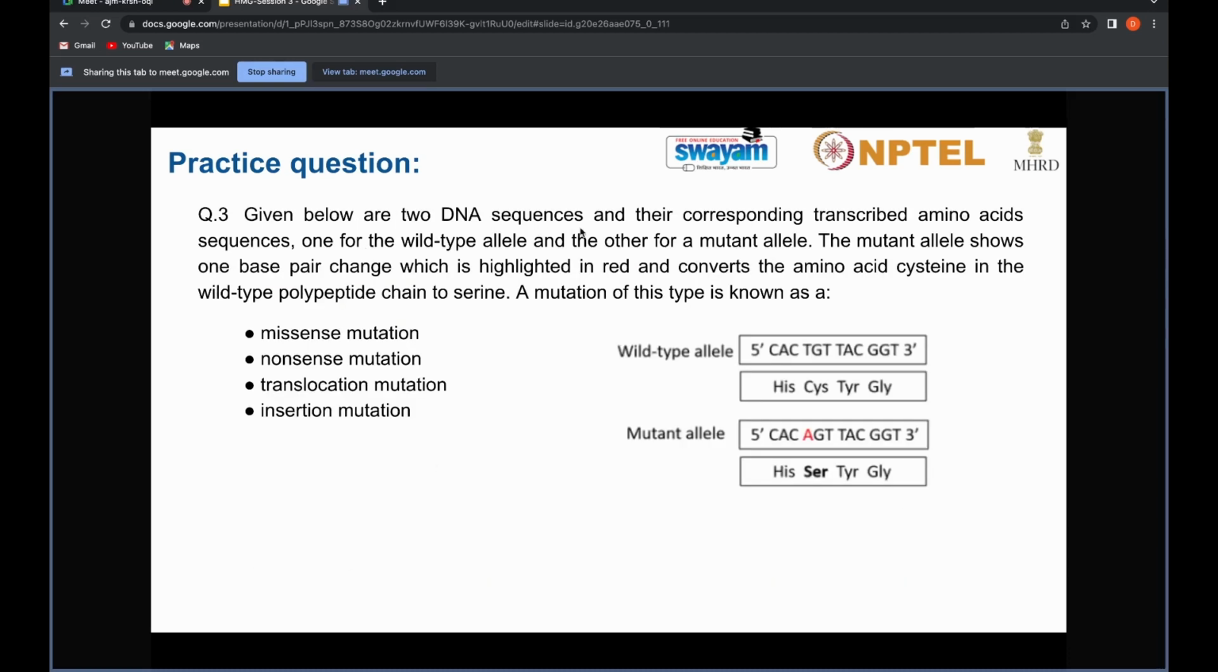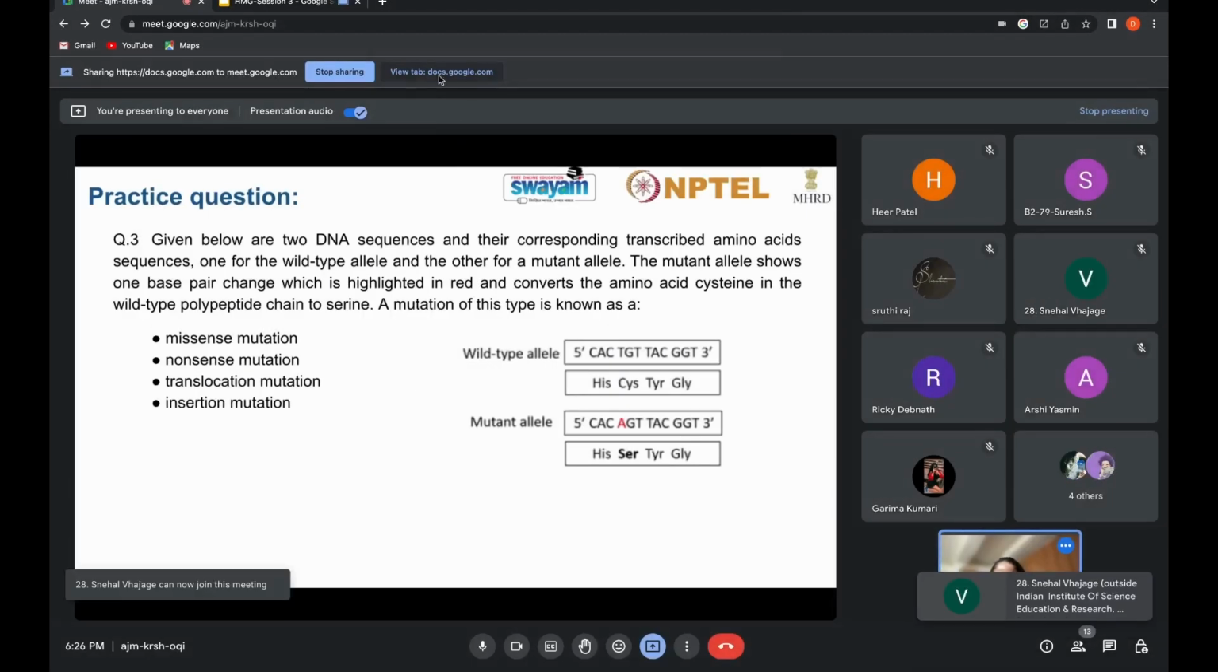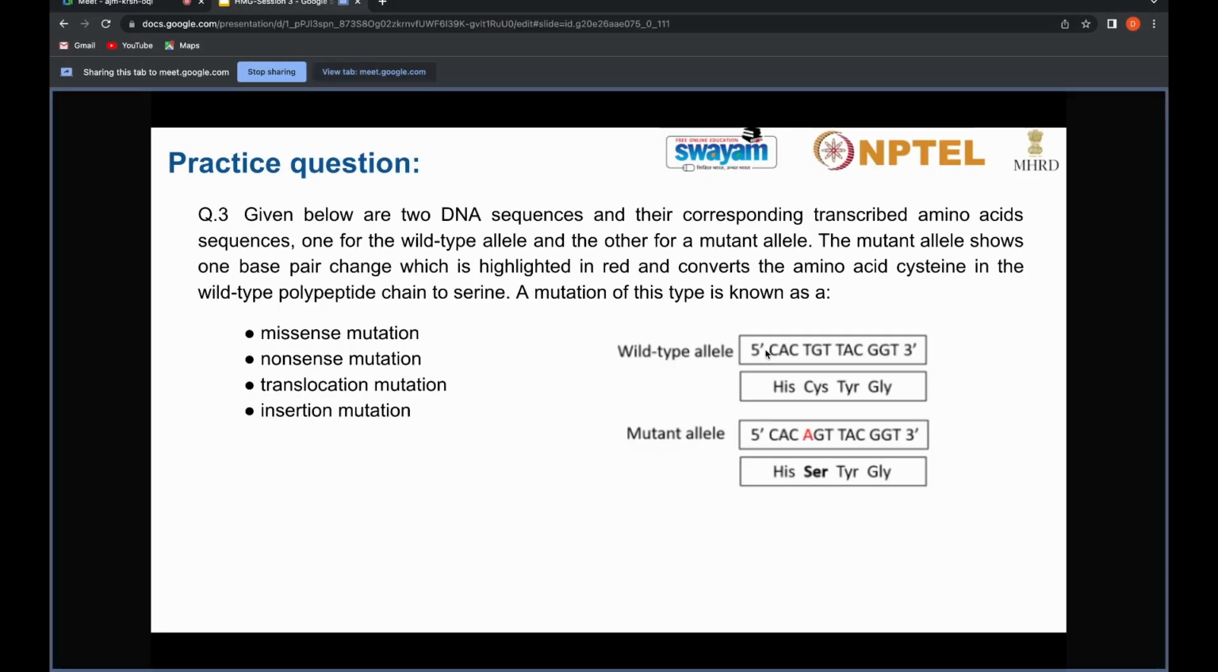Given below are two DNA sequences and their corresponding transcribed amino acid sequences, one for the wild type allele and the other for the mutant allele. The mutant allele shows one base pair change, which is highlighted in red, and converts the amino acid cysteine in the wild type polypeptide chain to serine. A mutation of this type is known as a... Now you have to tell: these are the wild type alleles and these are the mutant alleles, and this red one is showing the mutation in the sequence. These are the amino acids that are being coded. So you have to tell what type of mutation has happened here.